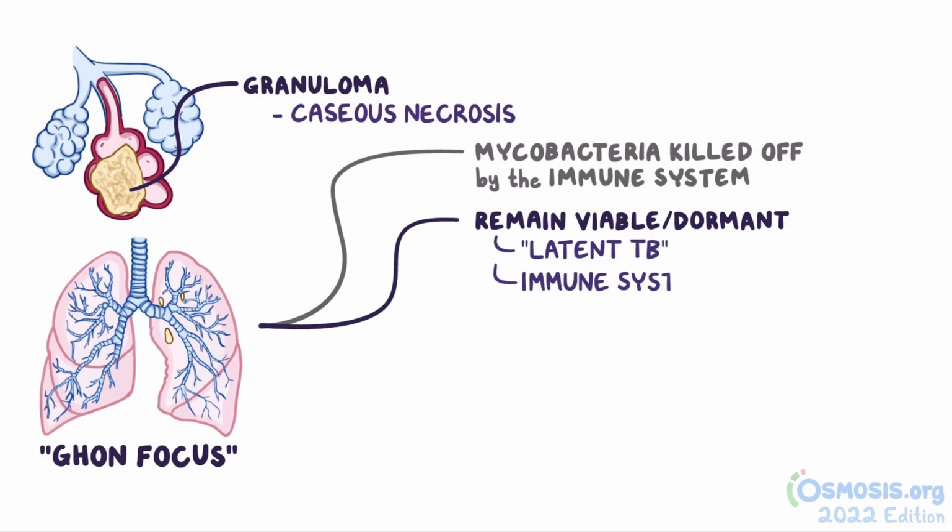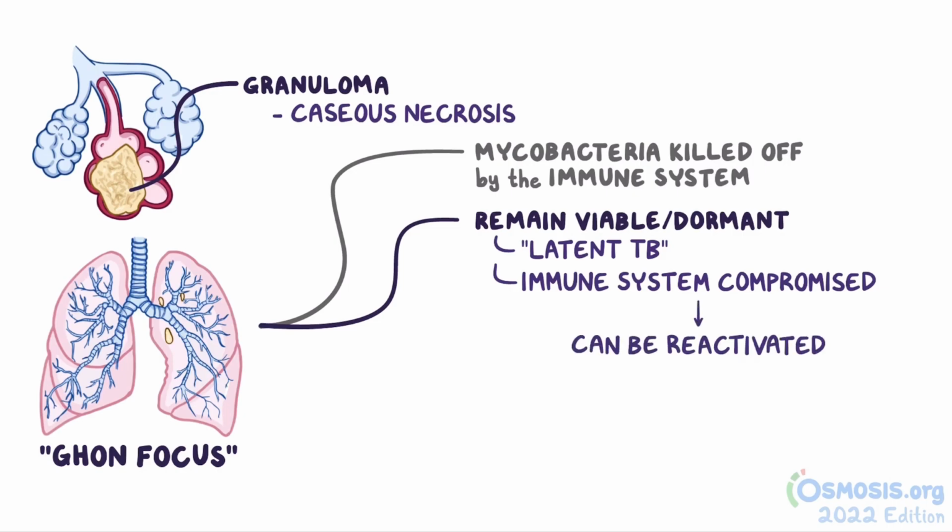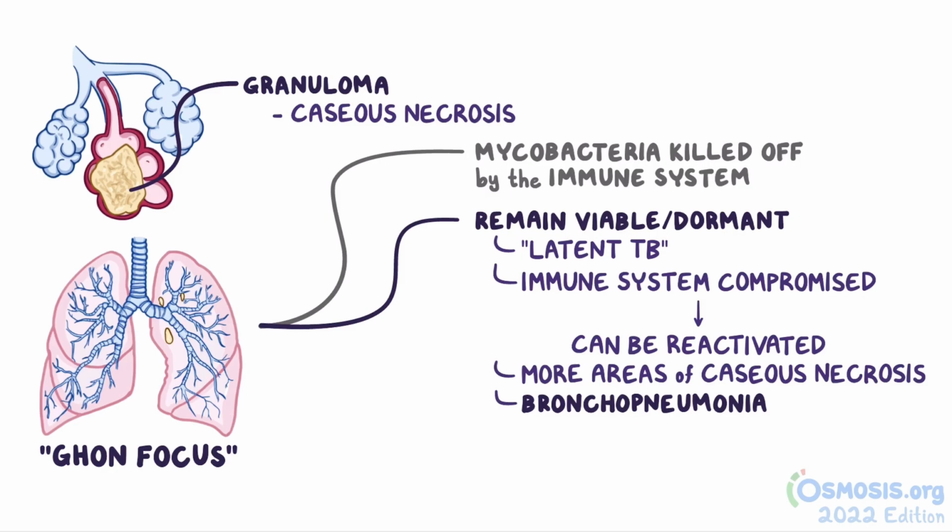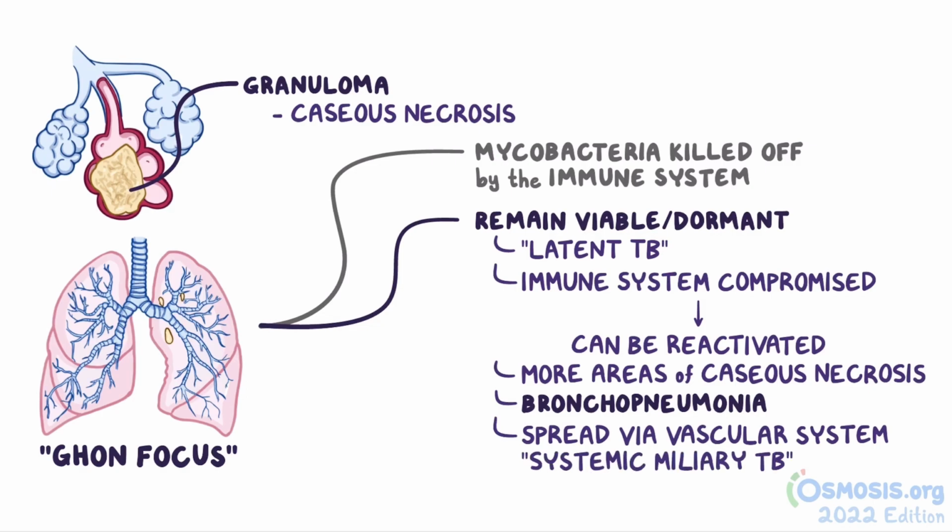When a person's immune system becomes compromised, like with AIDS or with aging, the Ghon focus can be reactivated. T cells quickly release cytokines to try and control the new outbreak, which forms more areas of caseous necrosis. This time, though, it tends to cavitate, or form cavities, which can allow the bacteria to disseminate. The bacteria can cause bronchopneumonia, but it can also spread through the vascular system and infect almost every other tissue in the body, called systemic miliary TB. Fortunately, there are many medications that can treat tuberculosis, and they're often used together in case the bacteria is resistant to one or more of the drugs.